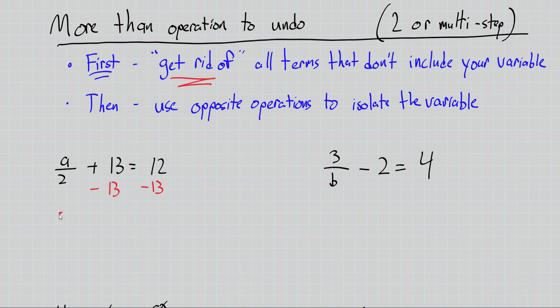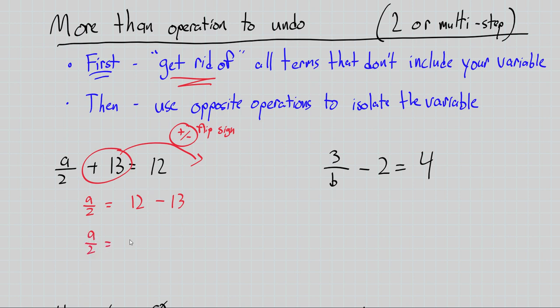We'll get to the same point here in a moment, but I'm just going to show a different method for doing that. If I take this 13 and I say I want to move it over, some people will have been taught this way. When we move it over, that's fine, we just have to flip the sign. So we can say a over 2 is equal to 12. Bring the 13 over, but the positive 13 becomes negative, which is the same result as if we did it the other way. So 12 minus 13 is still negative 1. Just a different way to show it.